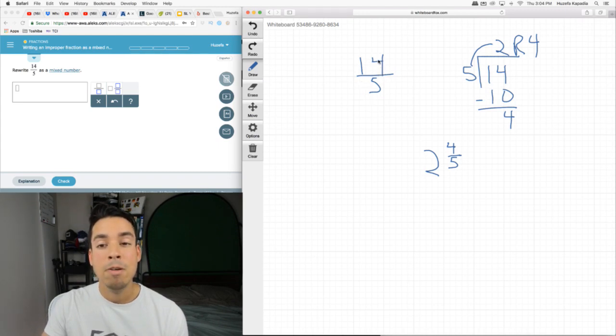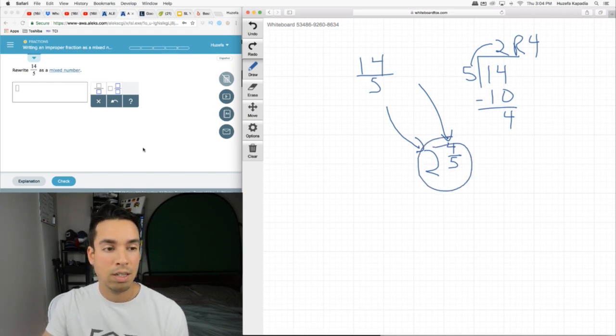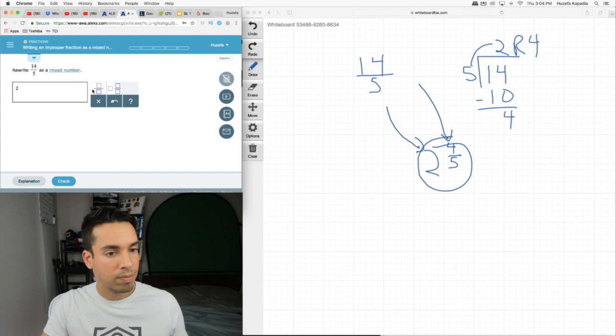The other way is you think about how many 5s you can pull out of 14. You can pull 1 and 2, which is a total of 10. So that's where we get the 2 from. And then when we pull 10 out, we've got 4 left, which is what we've got up here. So that's another shortcut. You don't have to do long division every time. You can shortcut it that way. So this becomes 2 and 4/5.